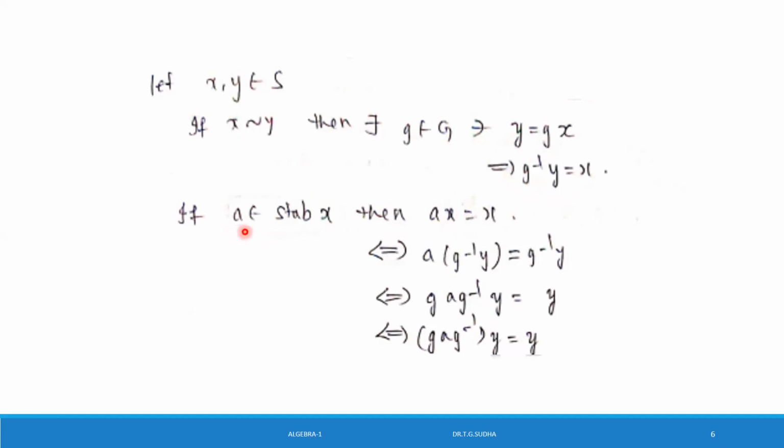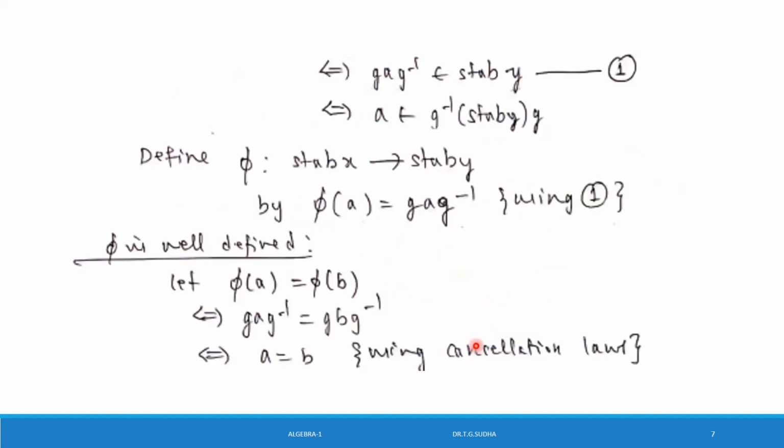Now let us consider an element a belonging to stab x. So a fixes x. So ax is equal to x, whereas x is g inverse y. On substituting that, we get a into g inverse y is equal to g inverse y. Now operating with g from the left side, we get gag inverse into y is equal to y. Therefore, this element gag inverse fixes y. Therefore, this gag inverse must belong to stab y.